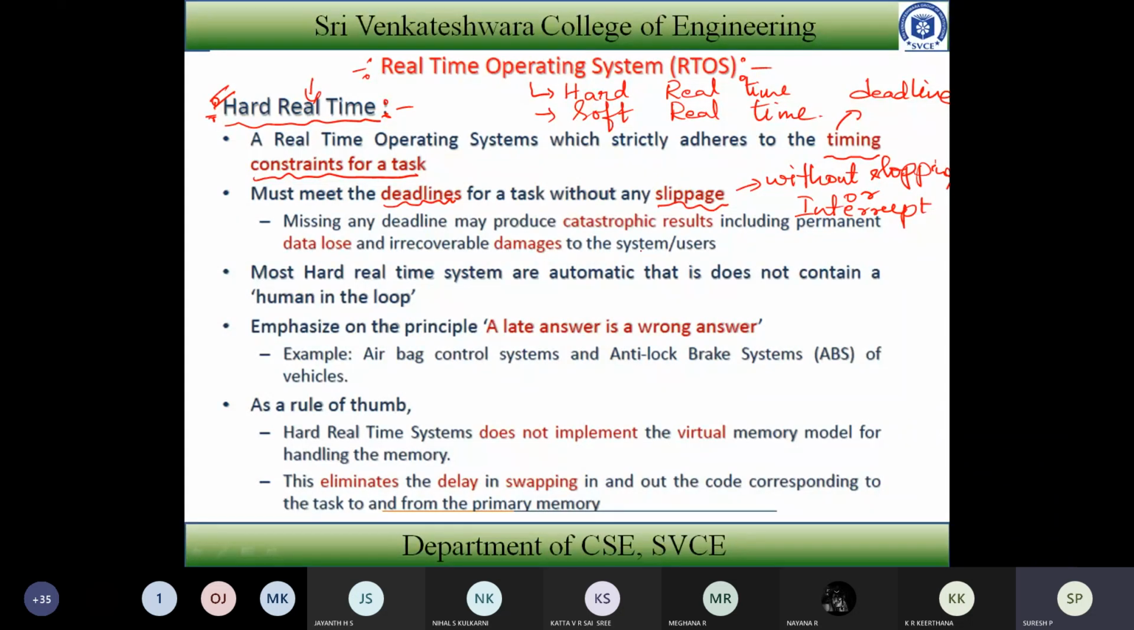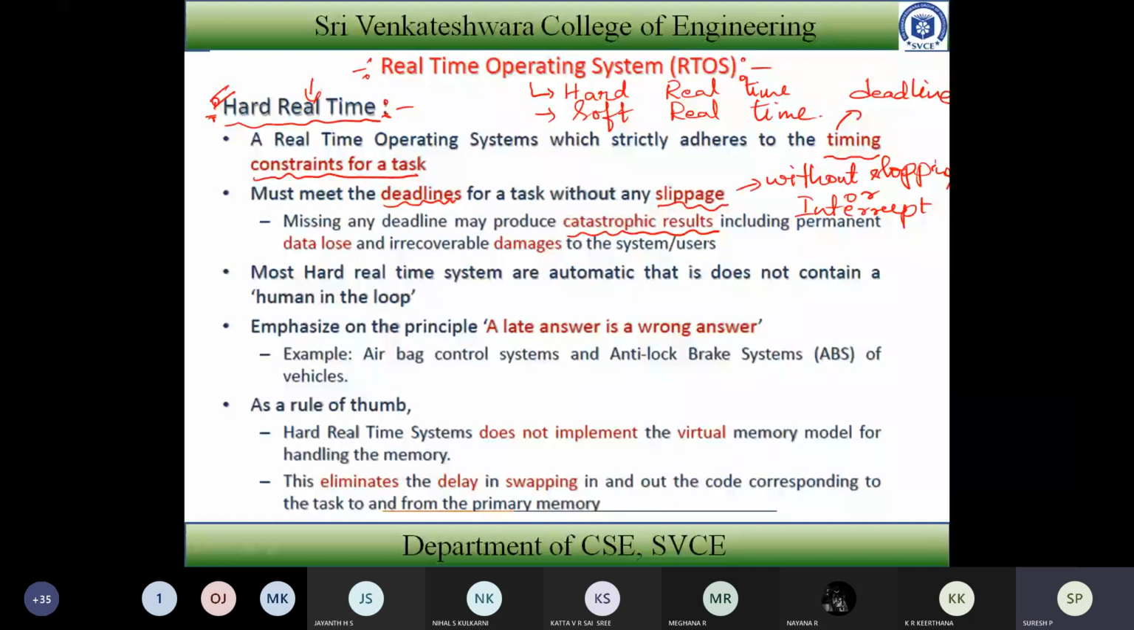If you miss the deadline, it is going to produce a catastrophic result. So what does this catastrophic result include? It includes permanent data loss and irrecoverable damages to the system or user.